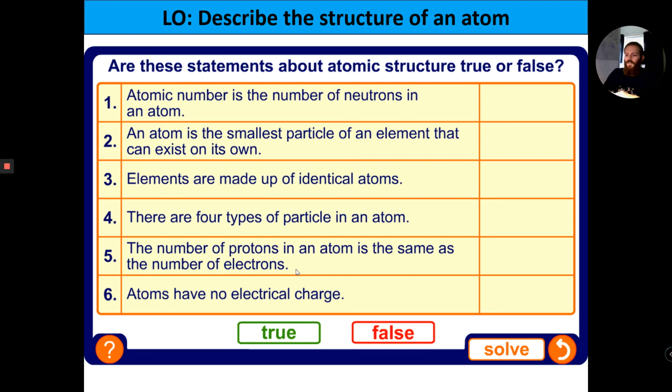Number 6, atoms have no electrical charge. Now this is a bit of a tricky question, because at first you're thinking, well, protons are positive and electrons are negative. So of course that's false, because they've got a charge. But it's talking about an atom in its entirety. So one atom, if I give you one atom, is it positive or negative? Well, it's neither, because it's got the same number of protons as electrons. It doesn't have a charge. So the last one's actually false.